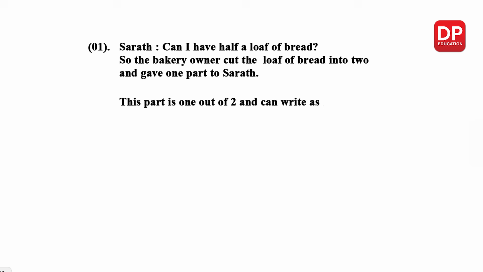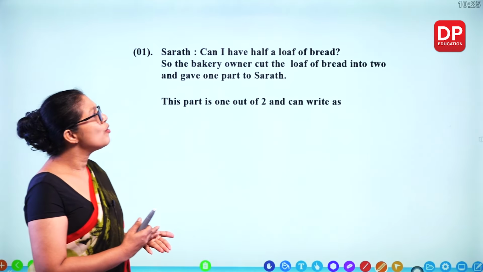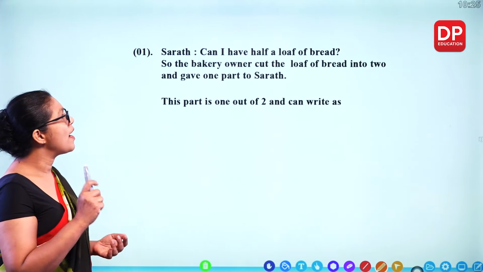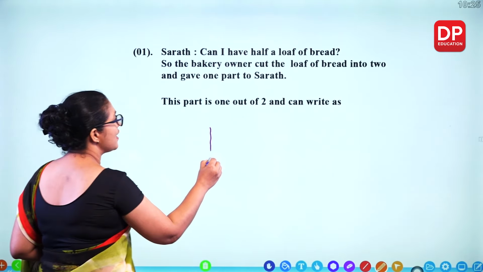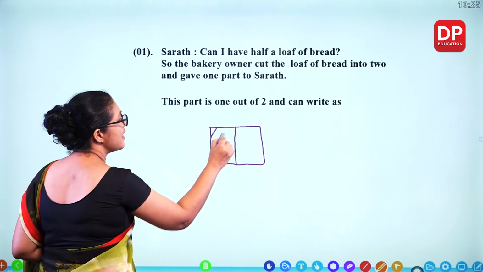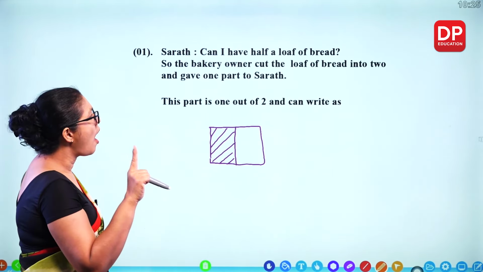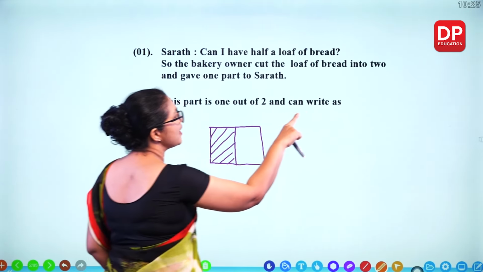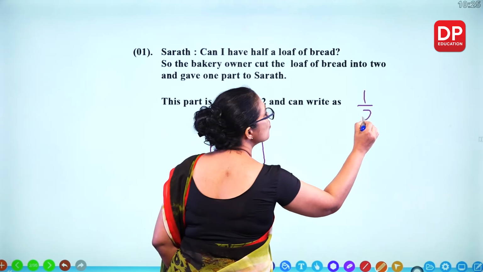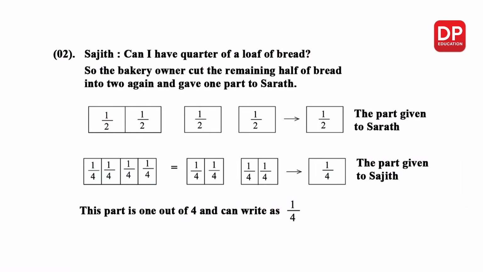Sarath went to the bakery and asked, "Can I have a loaf of bread?" Then the bakery owner cut the loaf of bread into two and gave one part to Sarath. So here, this is the loaf of bread. The bakery owner cut it into two and gave one part to Sarath. One part out of two. How can we write it down? We can write this as 1/2. Half. 1/2.